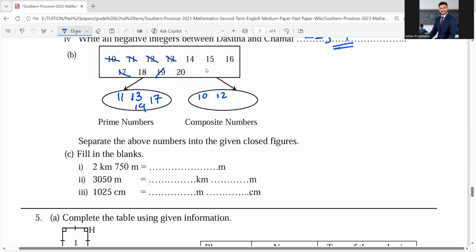The composite numbers, you can take 10, 12, 14, 15, 16, 20. When you write these numbers, please write so that you can recognize them separately. You see now, when I've written here, it's kind of messy because this is very small. So when you're writing these things, just take care of your answers, fine?